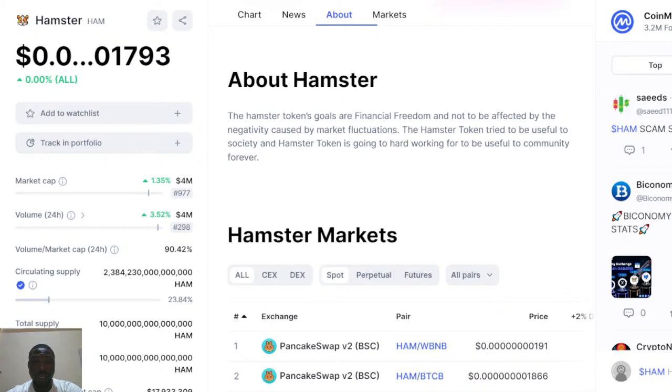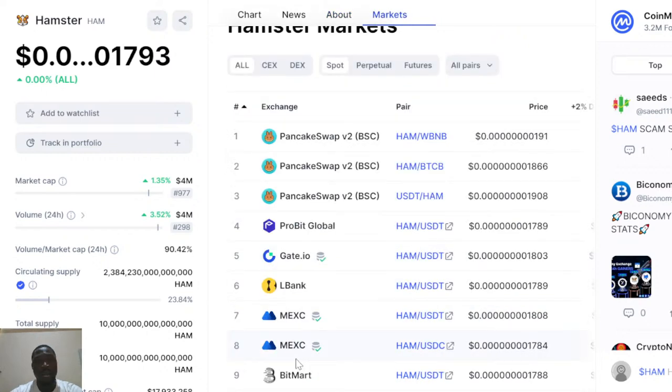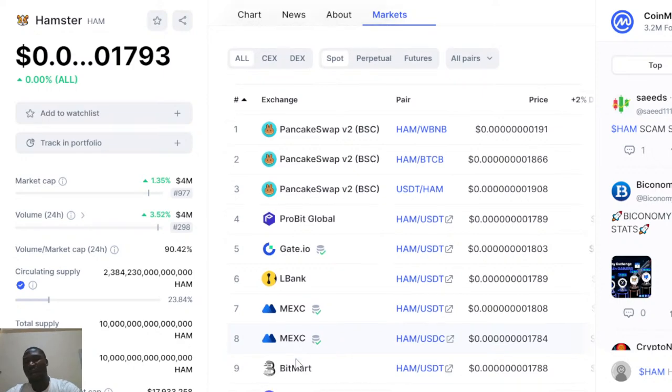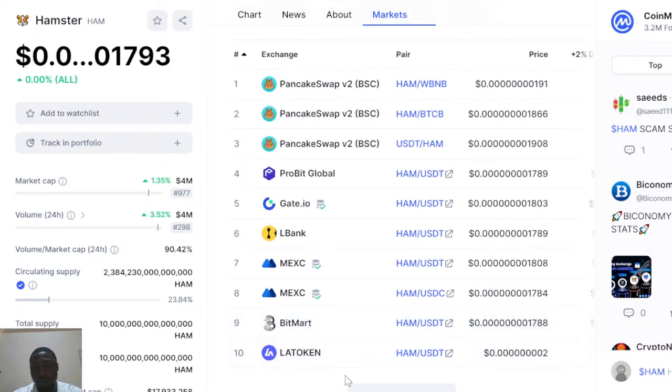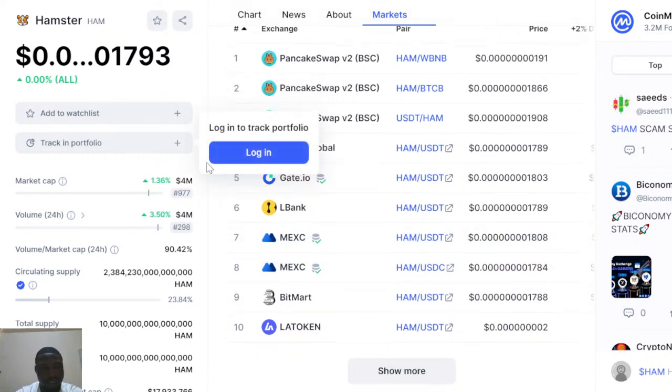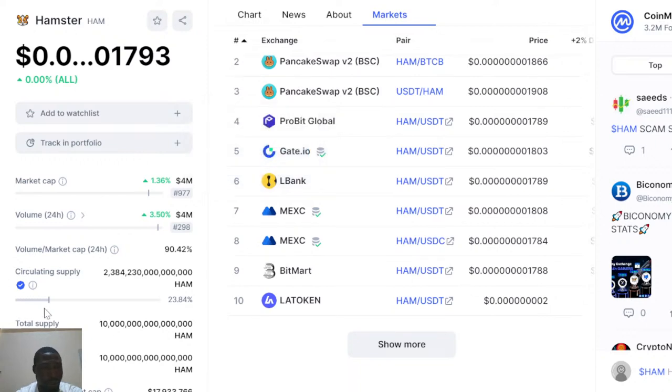Now, let's go back to check more analysis on the market cap. Let's see what exchanges we have it on. Looking at the exchanges you can get it from is very important, and knowing the equity on these exchanges is very important in knowing more about it. Now, we can see it here. We have it on PancakeSwap, on OrbitGlobal, on Gate.io, on LBank and all that. So now, what other analysis do we need to do? Let's check the total supply of the market.